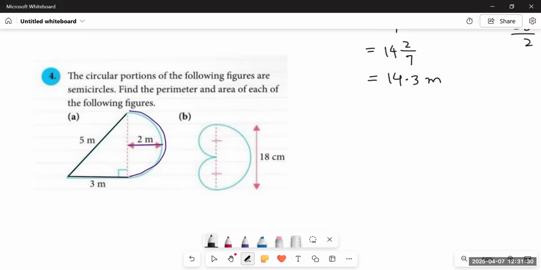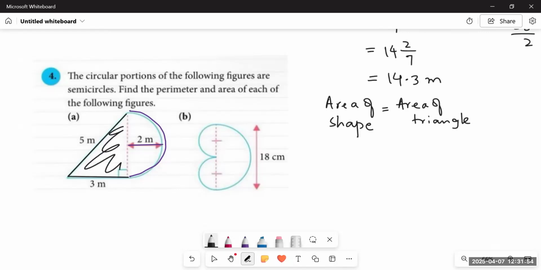What's next? We have to find the area of this figure where we have a triangle and a semicircle. So we will find the area of the shape by first finding the area of the triangle, because we have a whole triangle out there. Since it's a right angle triangle, there won't be any problem finding its base and height. And then we have the area of this semicircle. We don't have to find the area of the full circle because it's just a semicircle given there.